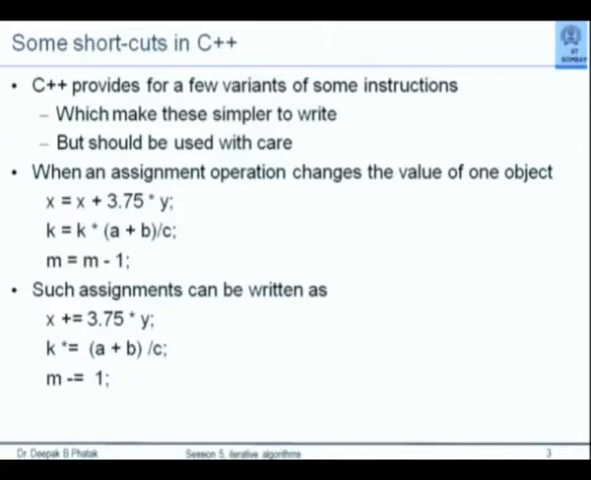In all such cases, C++ provides for an abbreviated assignment operation which can be written as what is shown in the last 3 lines of this slide. So when you say X plus equal to 3.75 star Y, it actually means X is equal to X plus 3.75 star Y. Is that clear? This is an abbreviation. You need not use the abbreviation, but it is sometimes found even in professional programs, so at least you should be able to understand what the abbreviation stands for.